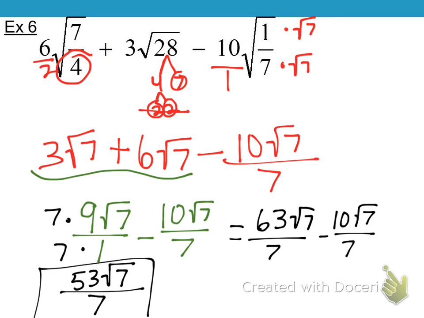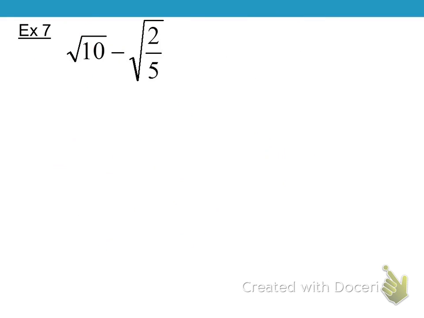Doesn't simplify. Does 7 go into 53? No. Let me see. Wait, 5. Nope. Yes, that's the answer. Why is it so big? No, pause. I don't know. Questions? We're having homework this week? Yes. No. All right, here is example 7.